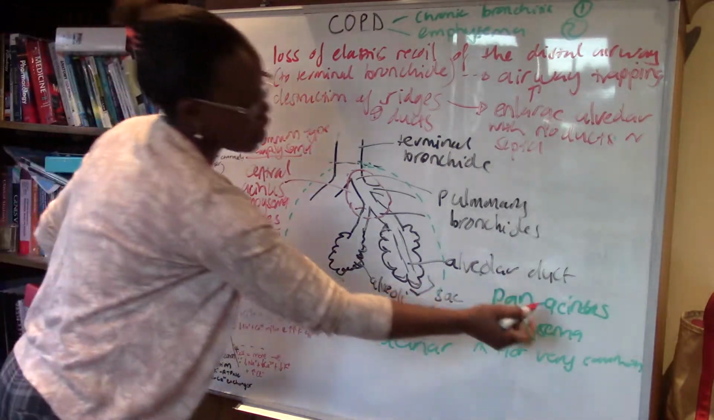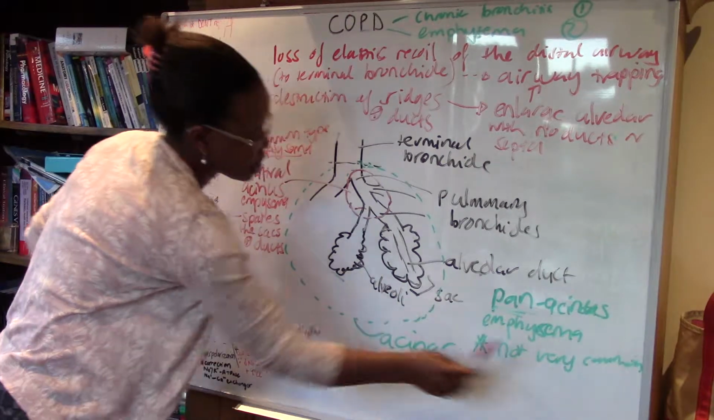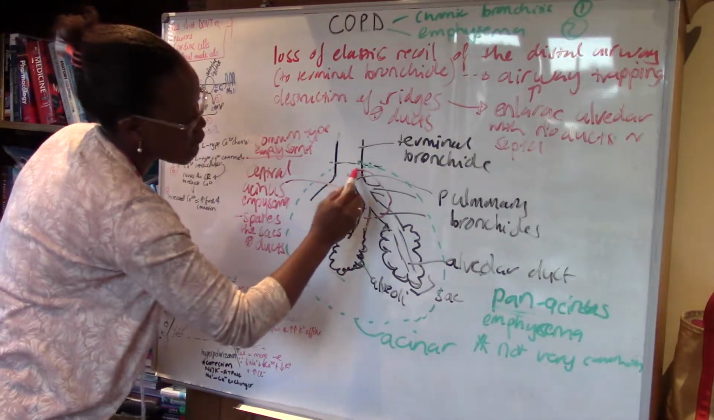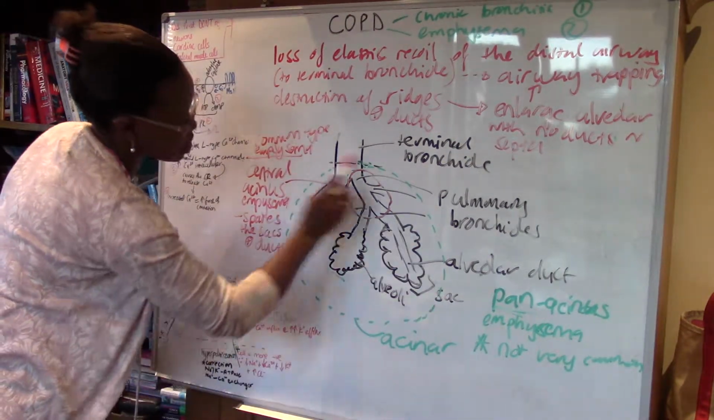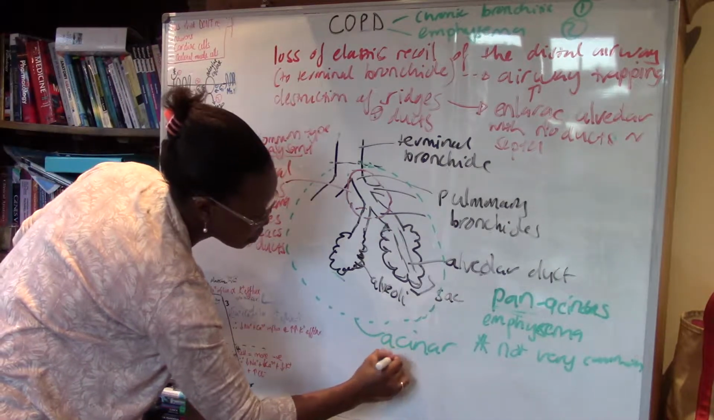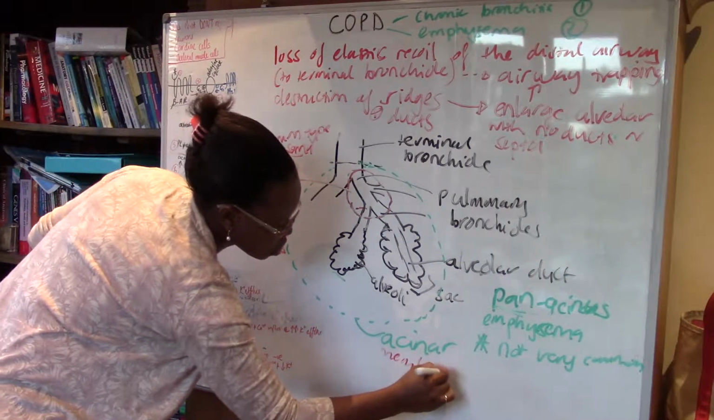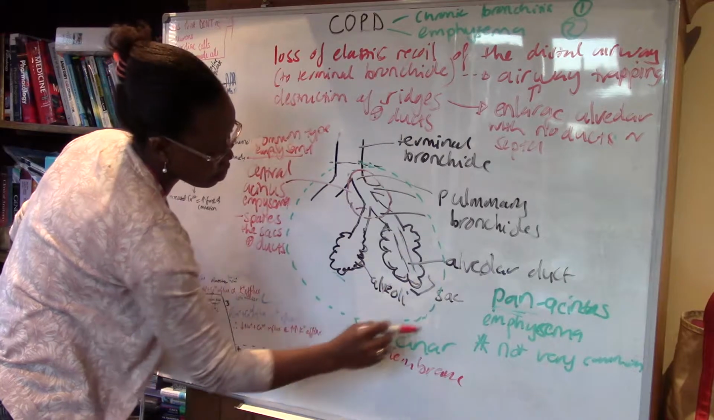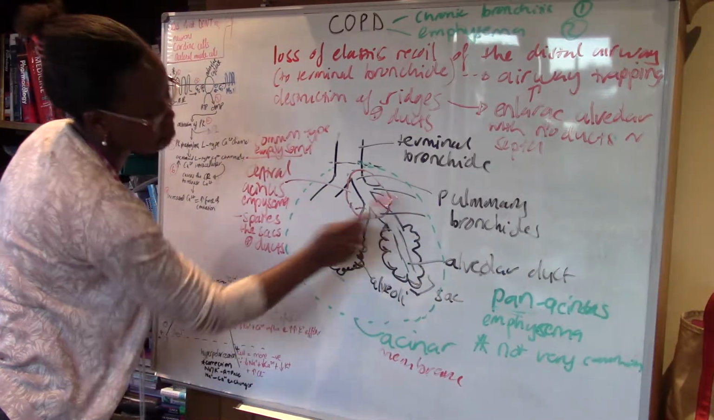So panacinar emphysema destroys the entire acinus. So this is the acinus membrane. It destroys everything which is contained within that membrane.